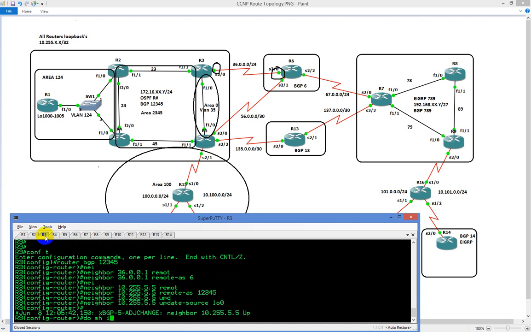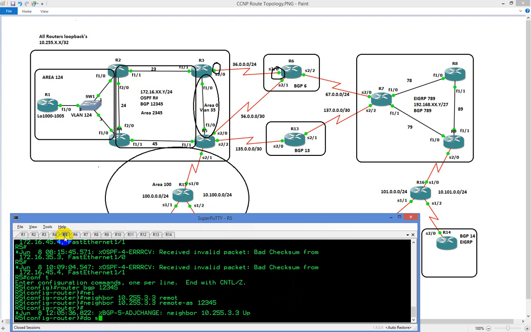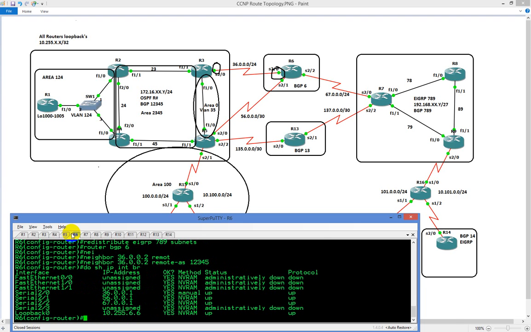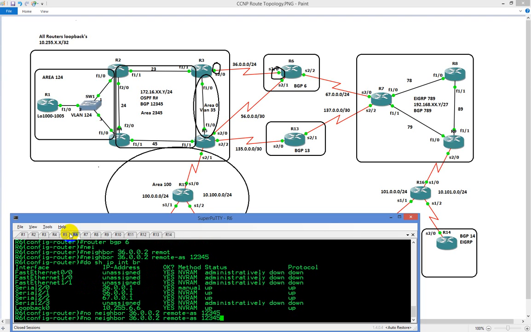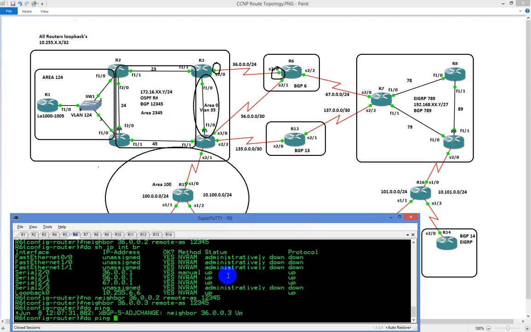We type in do show IP interface brief. I'm a little impatient sometimes. Oh, that's why. I typed 36.0.0.3, and this one is... I'm sorry, on router 6, do show IP interface brief. This one is .1. So on 6, I have to do the no and hit the up arrow, put .3 in here, pull the no out, and that should fix that. There it goes.